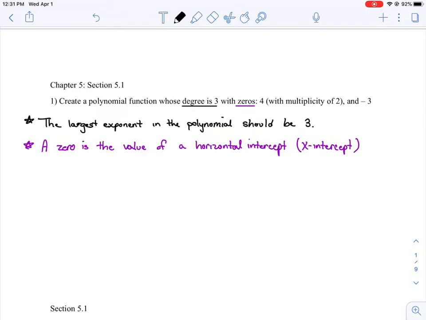Alright class, in this video I'll be doing the first example from section 5.1. Create a polynomial function whose degree is 3 with zeros 4 with a multiplicity of 2 and x is equal to negative 3.